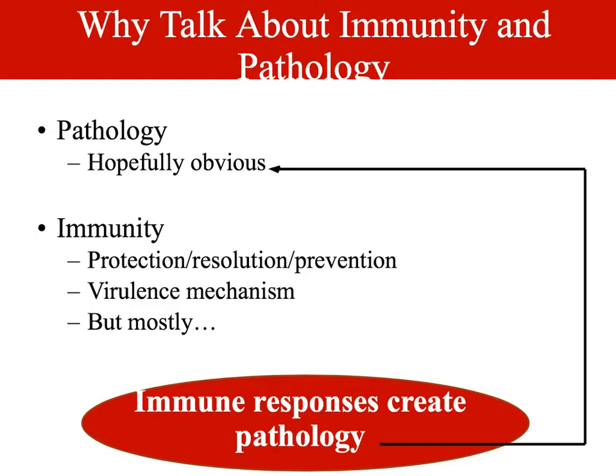The reason we talk about immunity in infectious disease has to do with protection and resolution of infection or prevention of infection. To a lesser extent, you could make the argument that evasion of immunity is a good virulence mechanism. Hopefully you would have seen some of that in chapter 14.